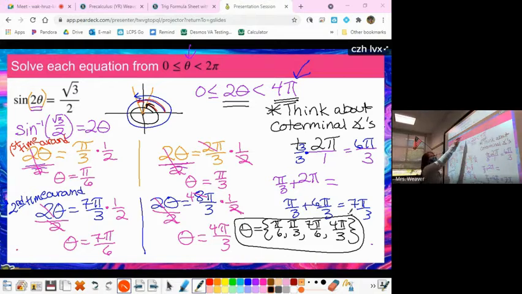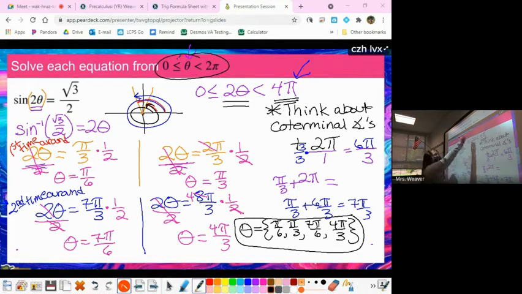Our answers are all between 0 and 2 pi. Our biggest one is 4 pi over 3, which is still less than 2 pi because 2 pi is 6 pi over 3, right? So all of our answers did come out to be in the domain that we were looking for, between 0 and 2 pi. If we had just done our first time around, we would have only gotten half of our answers. We would have missed the other 2.